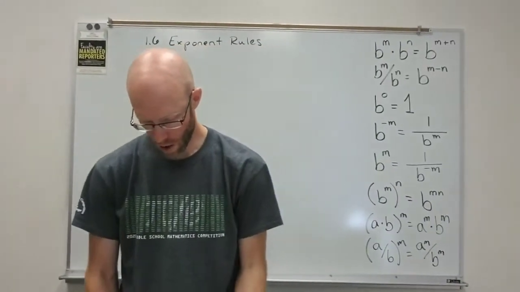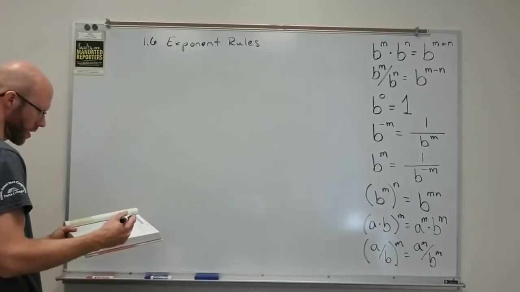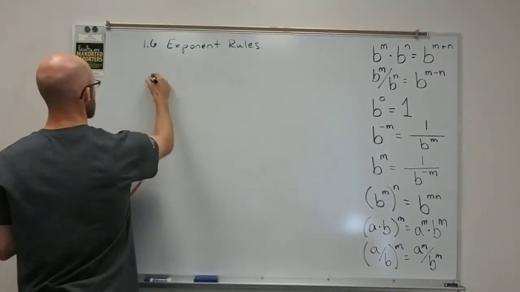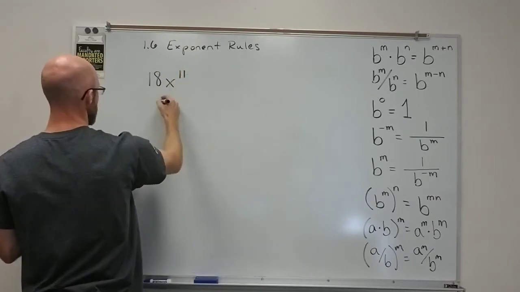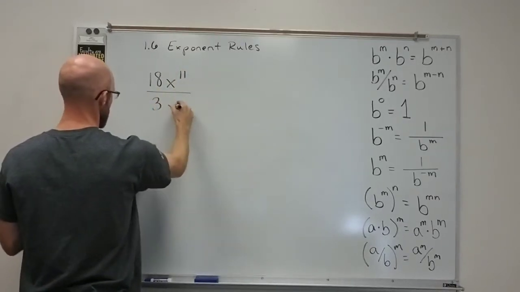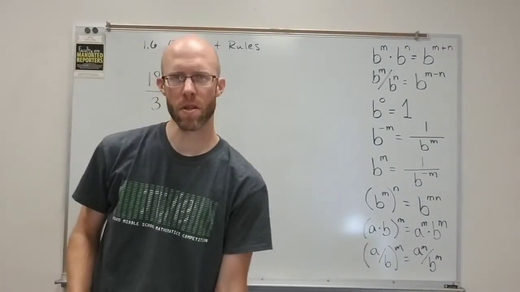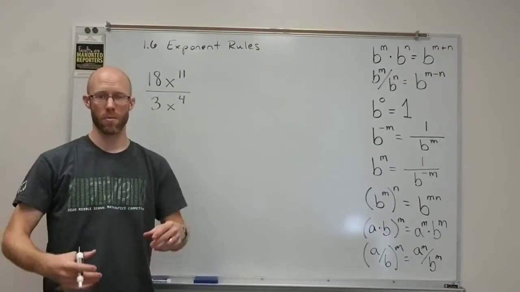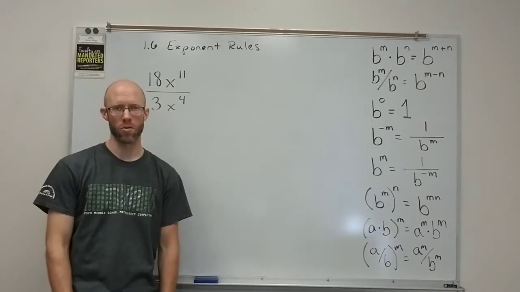Okay, so the first example we'll do is take a couple out of the book here. We'll try 18x to the 11th over 3x to the 4th. Some of these are only going to have a couple steps, but some of them are going to get a little more complicated, and they're going to be building quite a bit more to them.